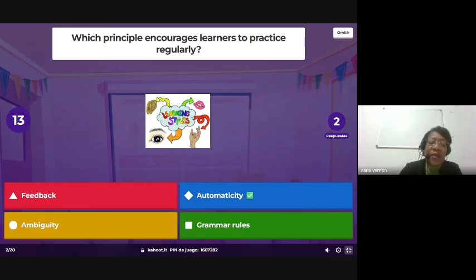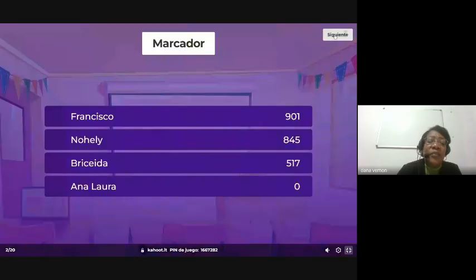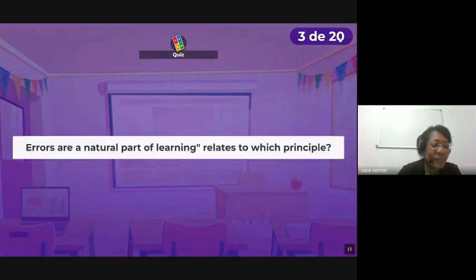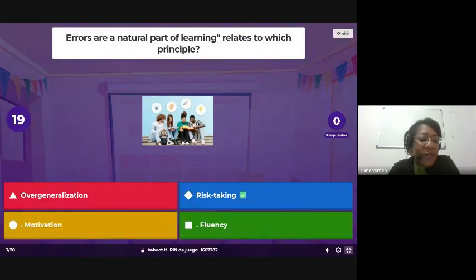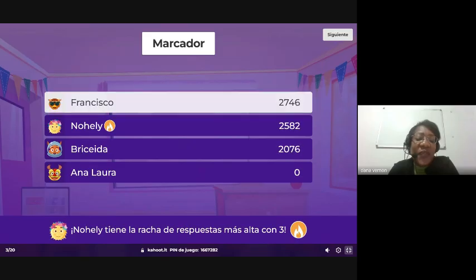Feedback, ambiguity, automaticity, grammar rules. Francisco. Error, a natural part of learning, related to which? Overgeneration, motivation. Okay, good. Oh, Francisco.